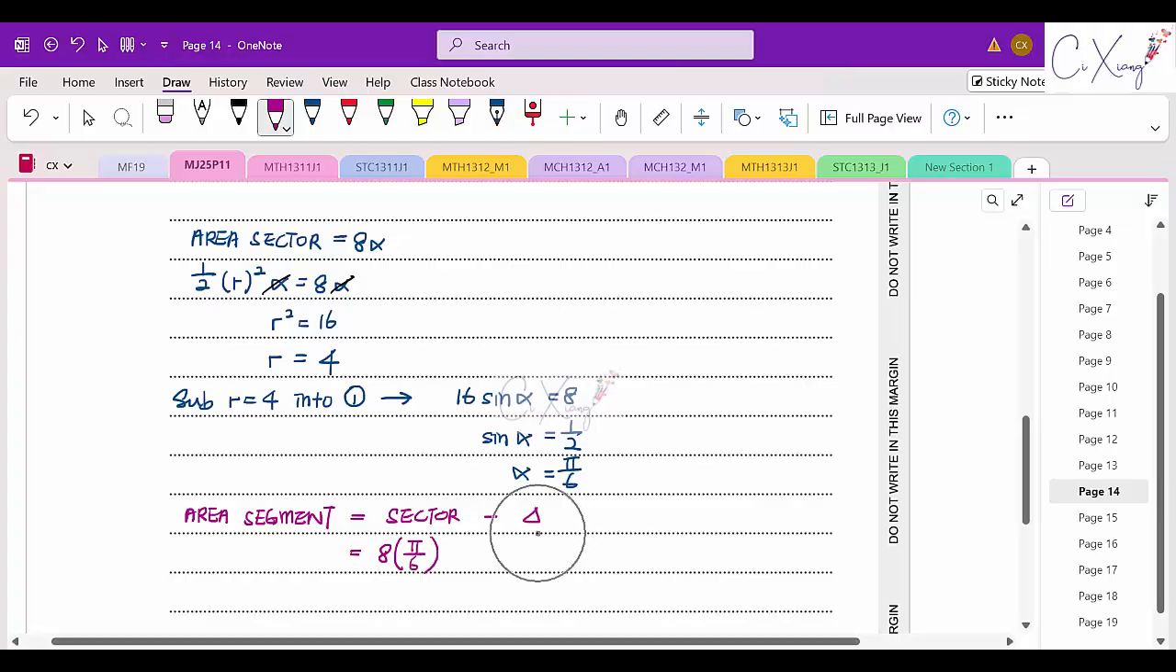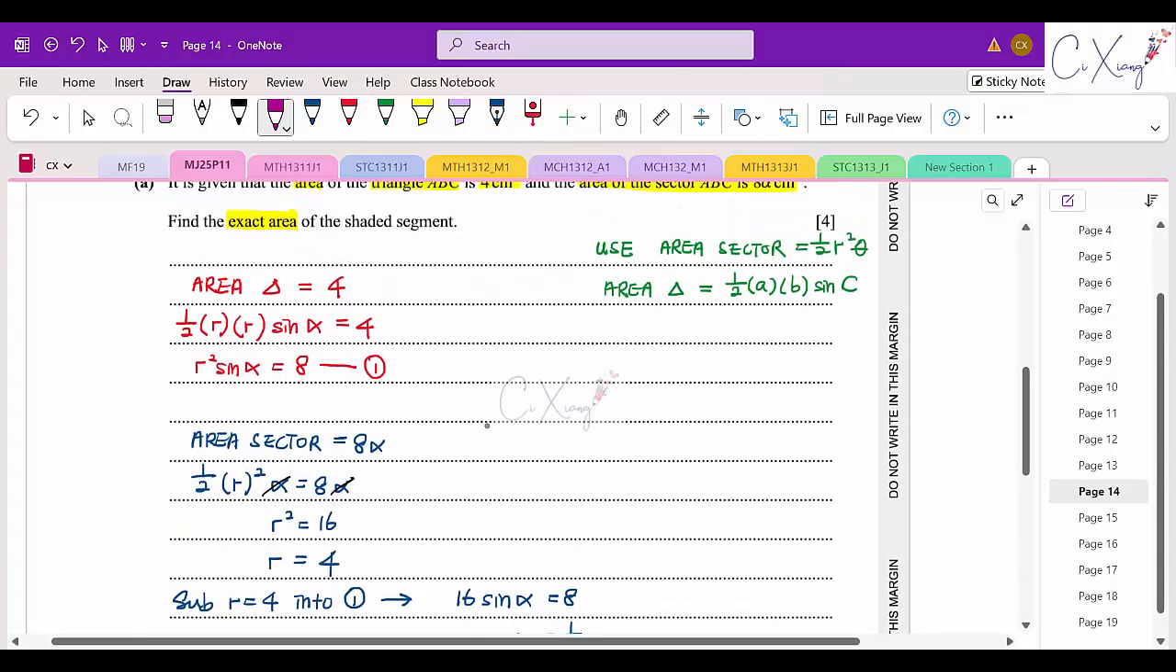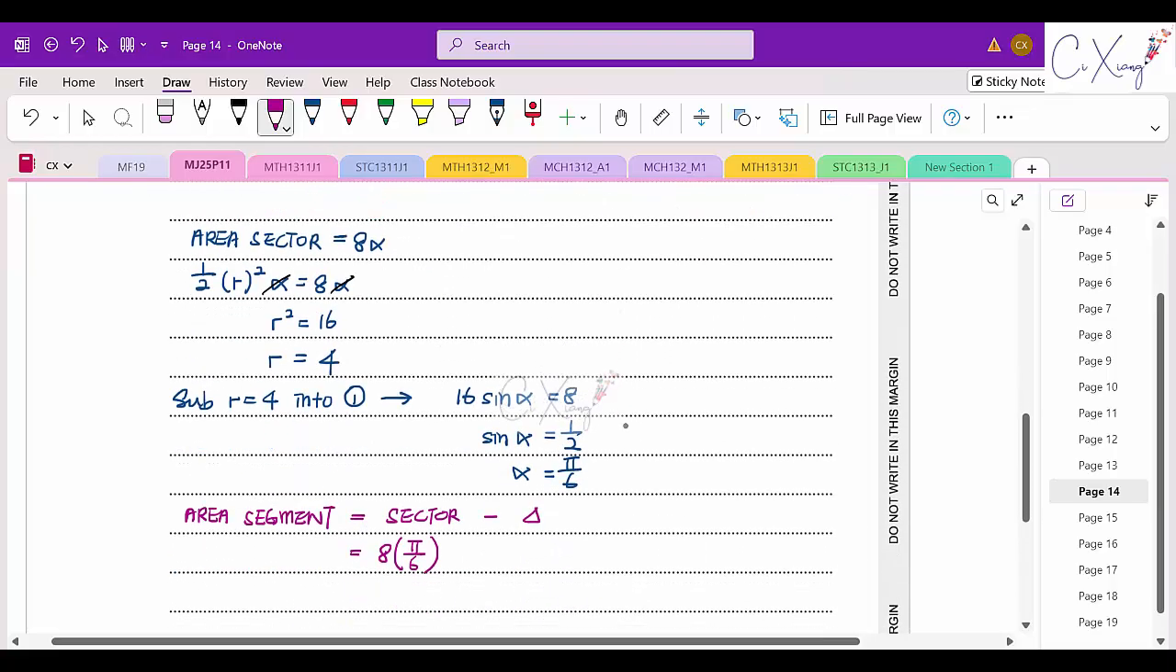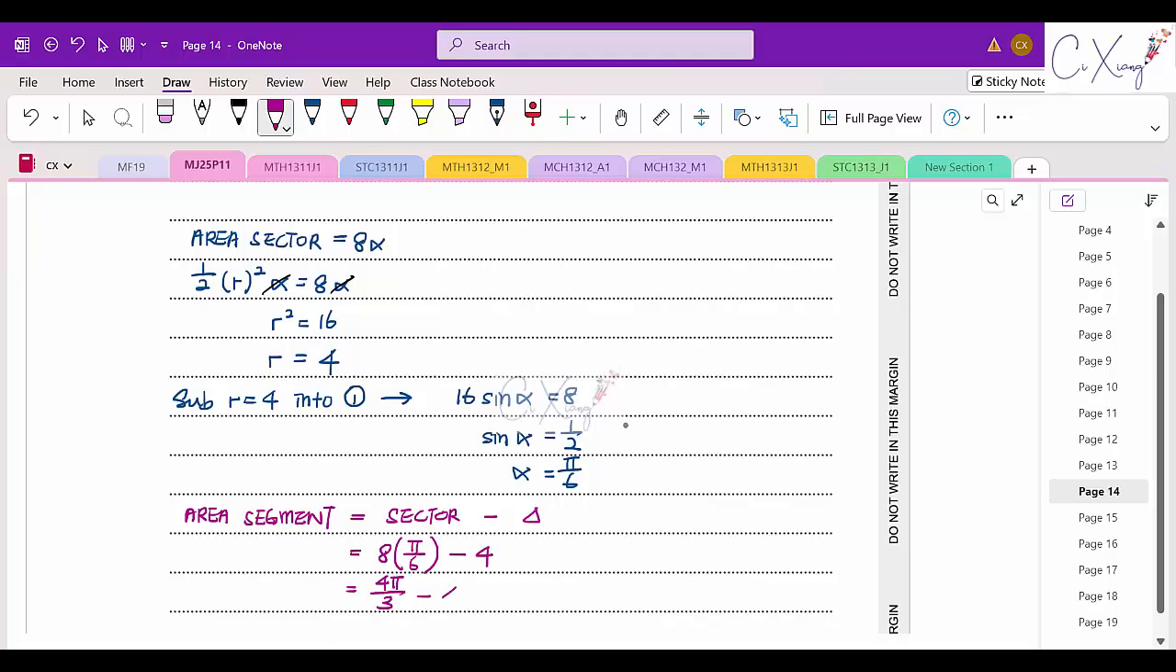What is the area of the triangle? It is also provided in the question, where the area of the triangle equals 4. And I can substitute the 4 directly here. Then try to simplify your answer. You will have 4 pi over 3 minus 4. And this is the area of the segment that we have.